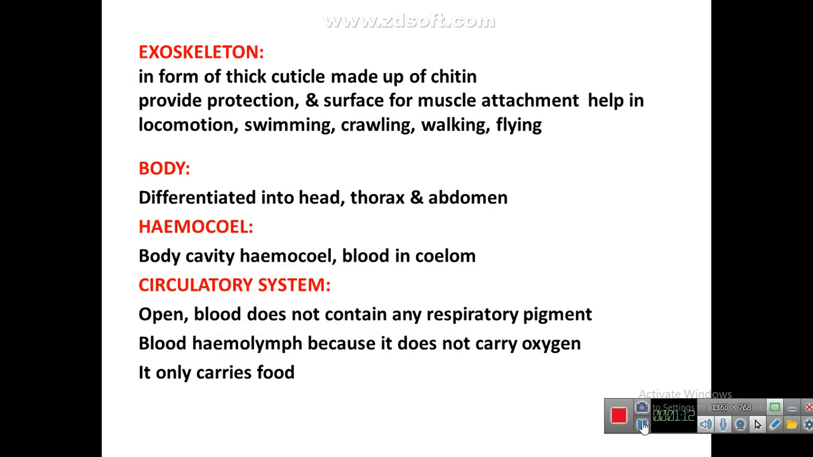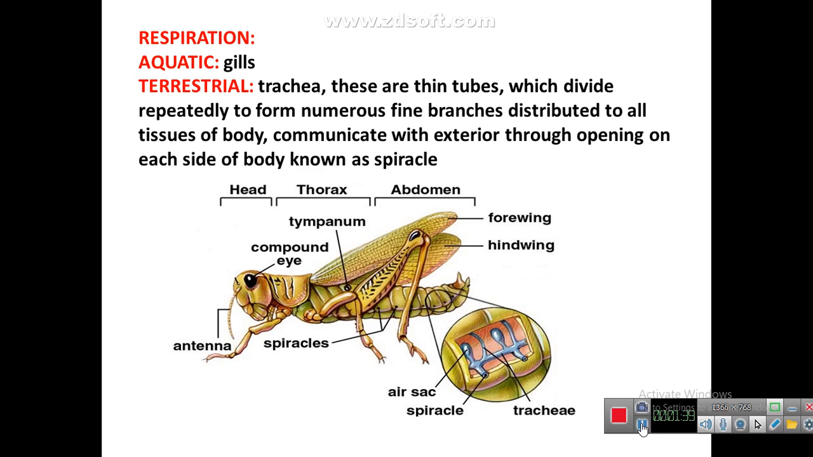Hemocoel: the body cavity is hemocoel, meaning blood circulates freely in the coelom. Circulatory system is open, meaning blood flows inside the vessel as well as circulates freely in the body cavity between organs. Blood does not contain any respiratory pigment, so it is called hemolymph. It does not carry oxygen, it only carries food to all parts of the body. Oxygen reaches all parts of the body by means of diffusion.